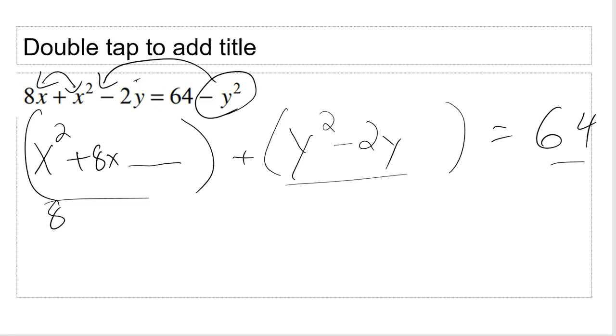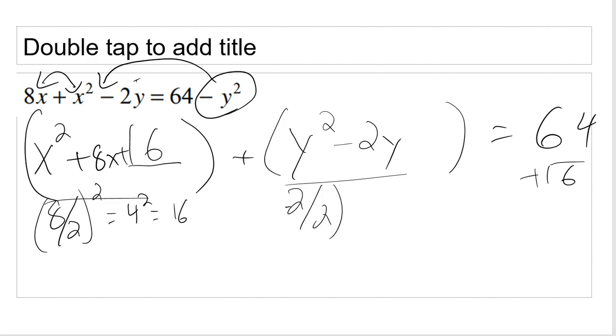Over here, I'm going to take 8 divided by 2, and I'm going to square it. So I get 4 squared, I get 16. So I'm going to put 16 right here, plus. Remember, if I add 16 over here, I must add 16 over here. Over here, I got 2 divided by 2 squared equals 1 squared equals plus 1, plus 1.